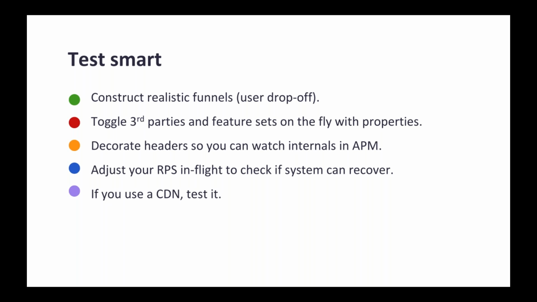And you can do that either using a plugin that lets you adjust the arrival rate ahead of time, but if you want to adjust on the fly based on seeing the problems happen, you can use the requests per second feature, and I'll demo that as well. And then finally, if you use a content delivery network, you need to test it.